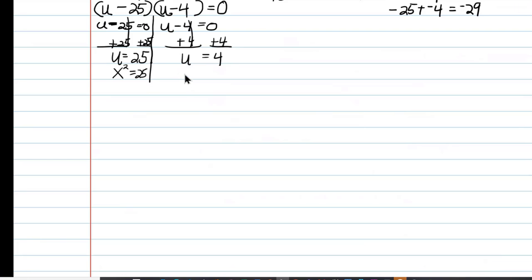And u, which is x squared, equals 4. Now, if I subtract 25 from both sides, I'll have x squared minus 25 equals 0. And over here, I'll subtract 4 from both sides. That will give me x squared minus 4 equals 0.